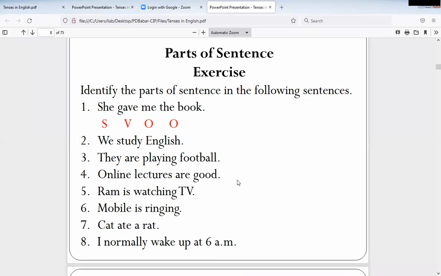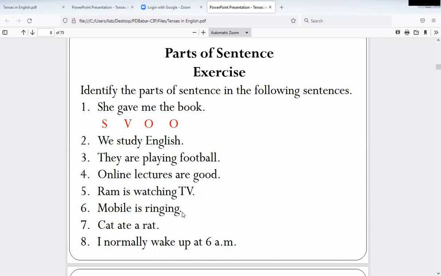Online lectures are good. So online lectures is the subject, are is the verb, and good is called the complement. Okay, good is called the complement of the sentence. Ram is watching TV. So Ram is the subject, is watching is the verb, and TV is the object.